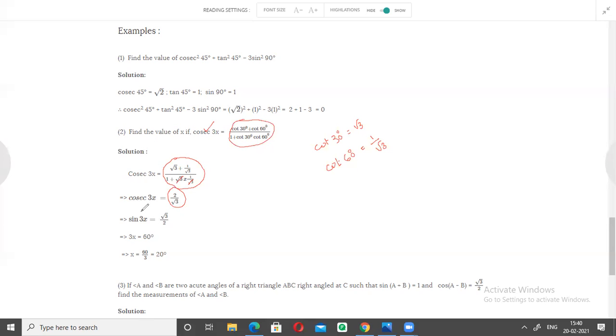That means this 3x must be equal to 60 degree. Then only sine 60 degree will come as root 3 by 2. So 3x is equal to 60 degree. So x is equal to 60 divided by 3, which is 20. So the value of x, it is solve for x or find the value of x for when this equation is true. So we will be getting the value of x as 20 degree. Now, one more question we will see.